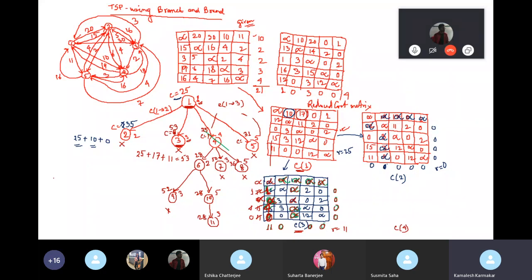So what is the path you have to follow? You have to follow this path starting from vertex 1. Then the next vertex visited is 4. The next vertex visited is 2. Then 2 to 5. Then 5 to 3 and 3 to 1. So this is the tour. This is the TSP tour.